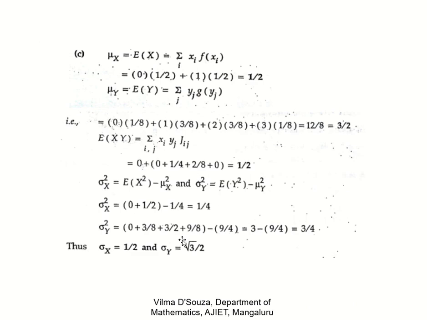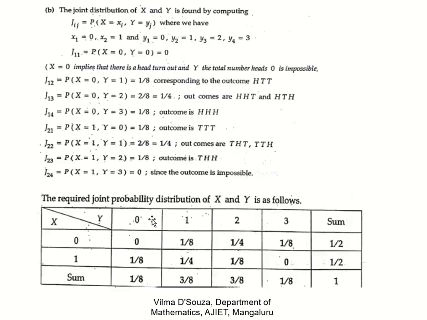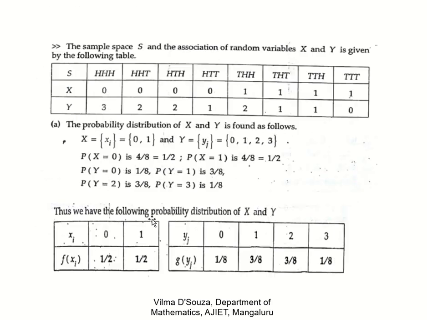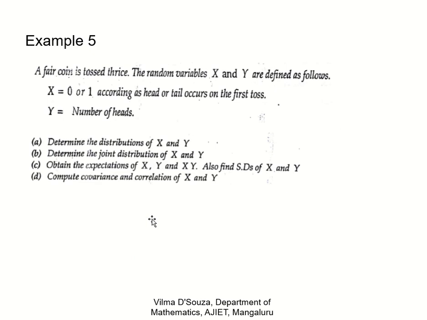Now, finding expectation of X, expectation of Y, expectation of X square, expectation of Y square, and expectation of XY. All this you can do by yourself, and also you can find the correlation and covariance.